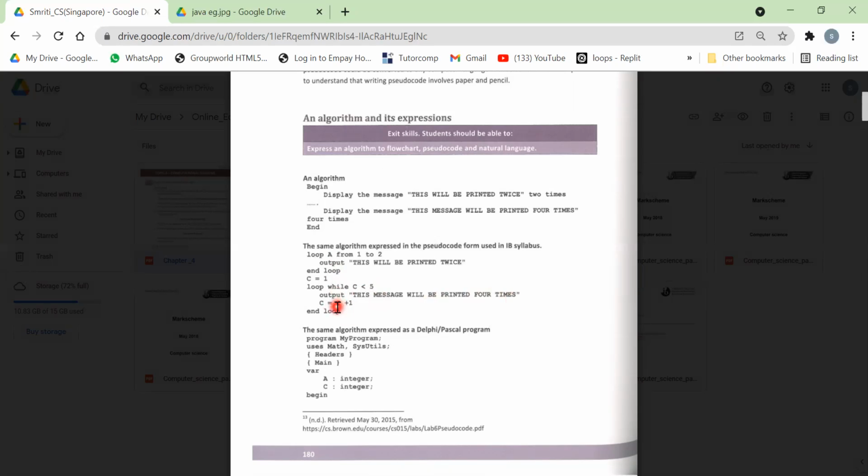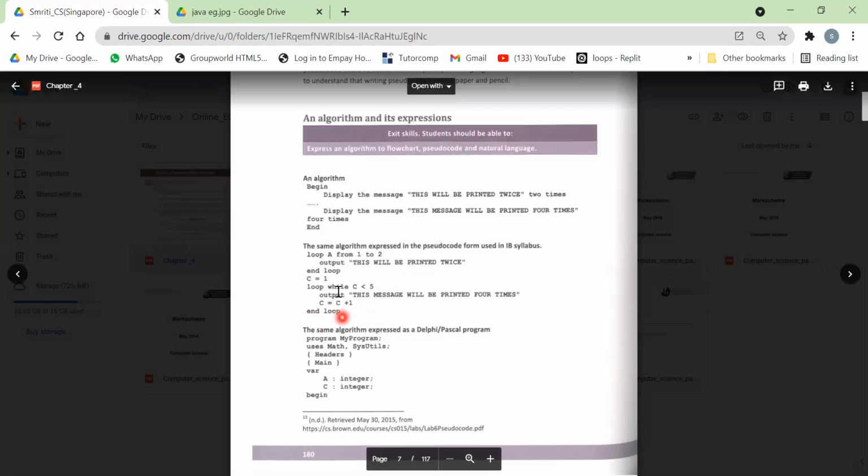This incrementing will increment my loop every time. The first time I check, C is 1, so while C is less than 5: 1 is less than 5, yes, so the message would be printed. The next time, C would have been incremented, 1 plus 1, so it becomes 2, because I told it that C is equal to C plus 1. Now I check whether 2 is less than 5. Yes, the message is printed. And this will go on as long as the value is less than 5, which is 4. Finally, the message would be printed 4 times and the loop would come to an end.